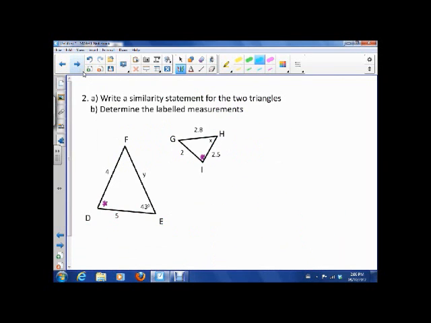Okay, so let's go to another example. Write a similarity statement for the two triangles again and determine the labeled measurements. So in this case, we don't have parallel lines. Okay, one thing you should notice right away is this statement right here. So this angle is the same as this angle. Let's write that down right away so we don't forget. Angle FDE is the same as angle GIH, and that we call given.